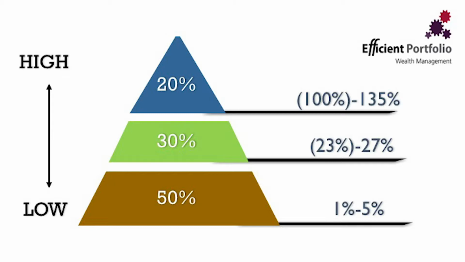So what would you expect? Well, you might expect from 1 to 5% growth on the lower risk investments per annum. You might expect as much as 27% growth from a medium risk investment in any 1 year, but equally it might fall as much as 23% in any 1 year.